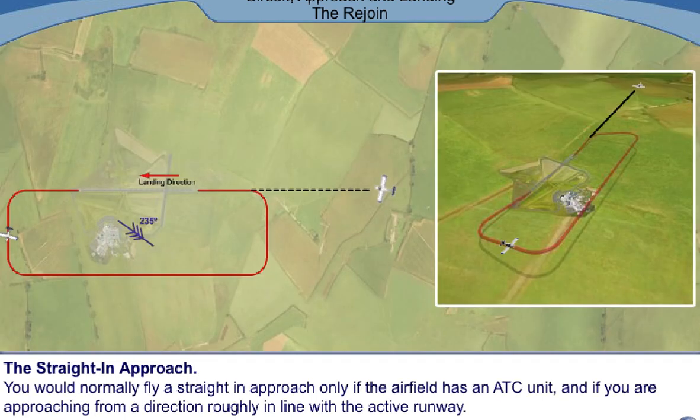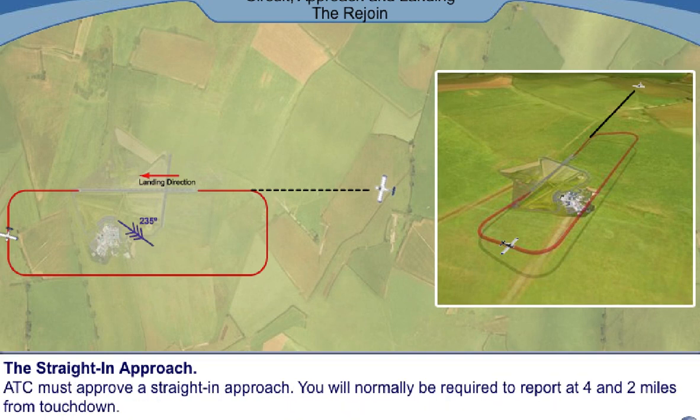It saves a lot of time if you're able to carry out a straight-in approach. You'd normally fly a straight-in approach only if the airfield has an air traffic control unit and if you're approaching the airfield from a direction which puts you roughly in line with the active runway. After receiving approval from air traffic control for the straight-in approach, you'll normally be required by air traffic to report at 4 and 2 miles from touchdown.